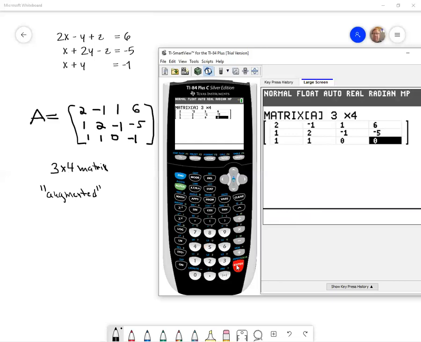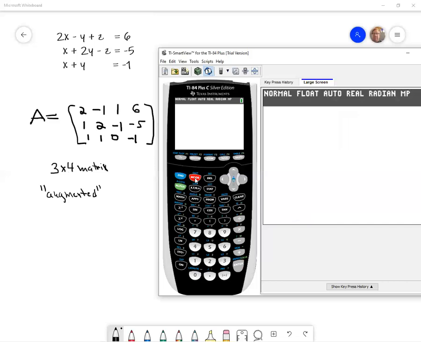Okay. And I'm telling you right now to always double check whatever you put in your calculator, because your calculator will be happy to work on whatever garbage you put in there. So double, triple check. So I have 2, minus 1, 1, 6, 1, 2, minus 1, minus 5, 1, 1, 0, minus 1. Looks good. Next thing I want to do is get out of this little editor. So I hit the second button, and the one next to it has quit above it. So it's going to quit that editor and bring me back to my home screen.